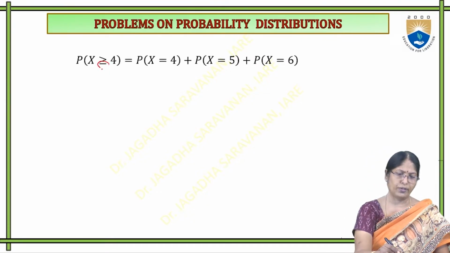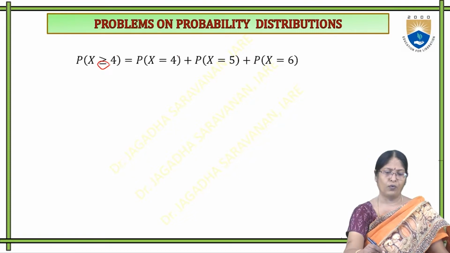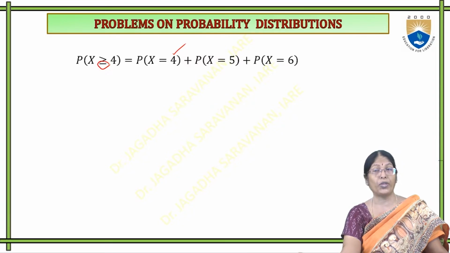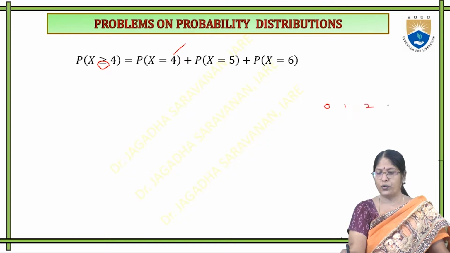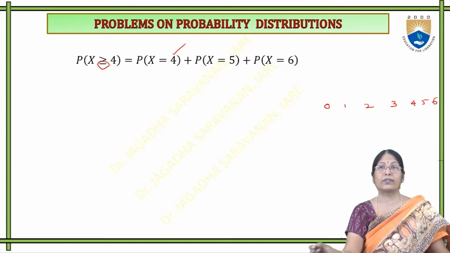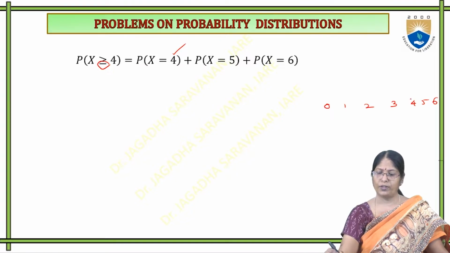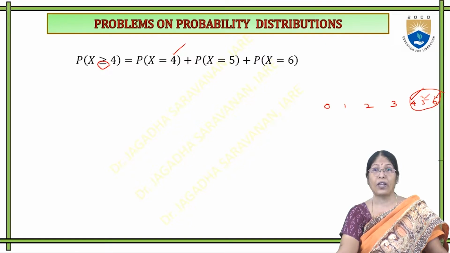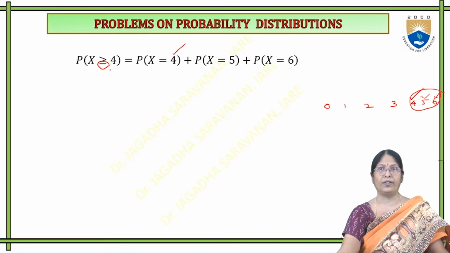4 is included because of this equal sign. We can see it because X is taking the value from 0 to N according to the binomial distribution formula. Ours is 6 workers randomly selected. So 0, 1, 2, 3, 4, 5, 6. 4 is included. Greater than 4: 5, 6. This is the data we required, satisfying this condition.